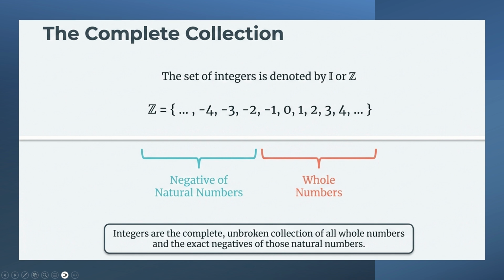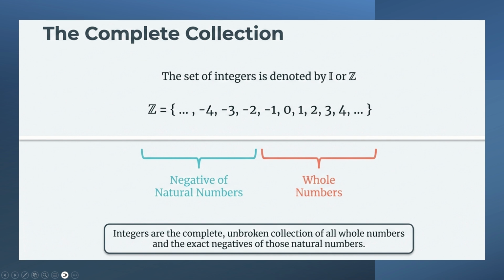The integers are the complete unbroken collection of all the whole numbers and the exact negatives of the natural numbers. So what are the whole numbers? The numbers starting from 0 till infinity, right? And what about the negatives of natural numbers? The numbers starting from 1 till infinity, but with the negative sign. And this set of integers is denoted by I or Z.